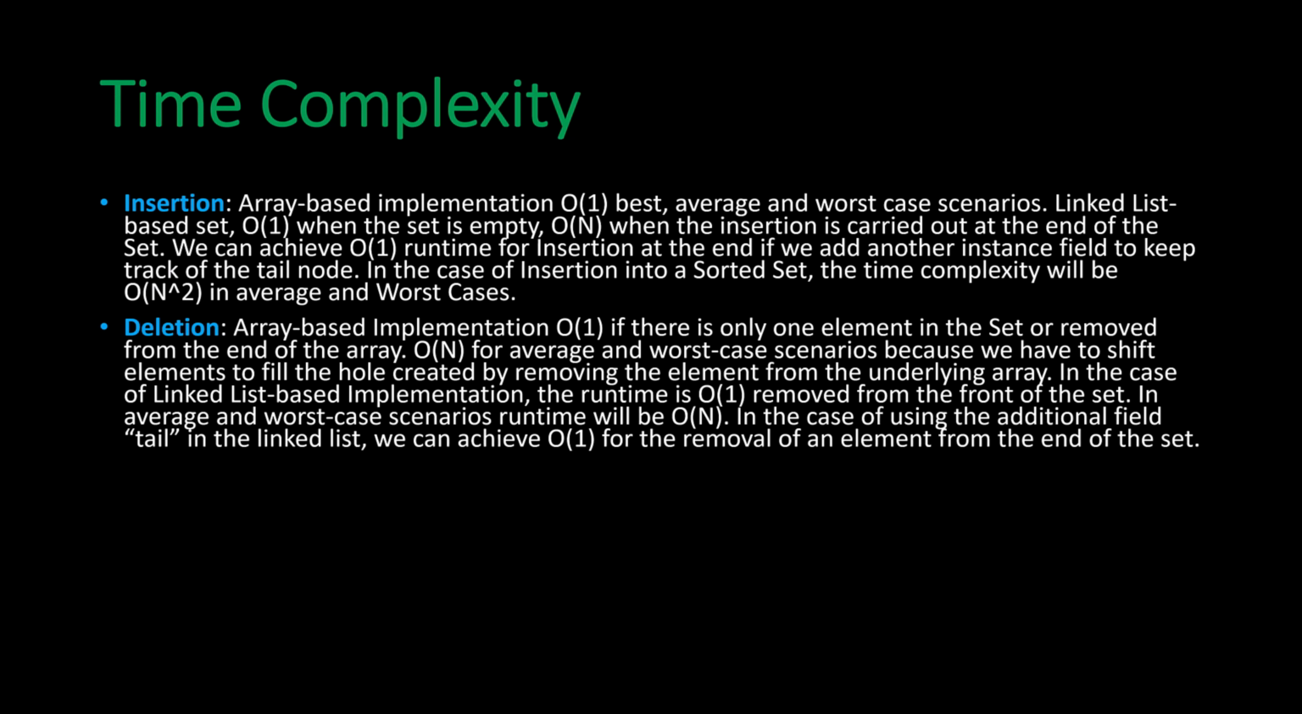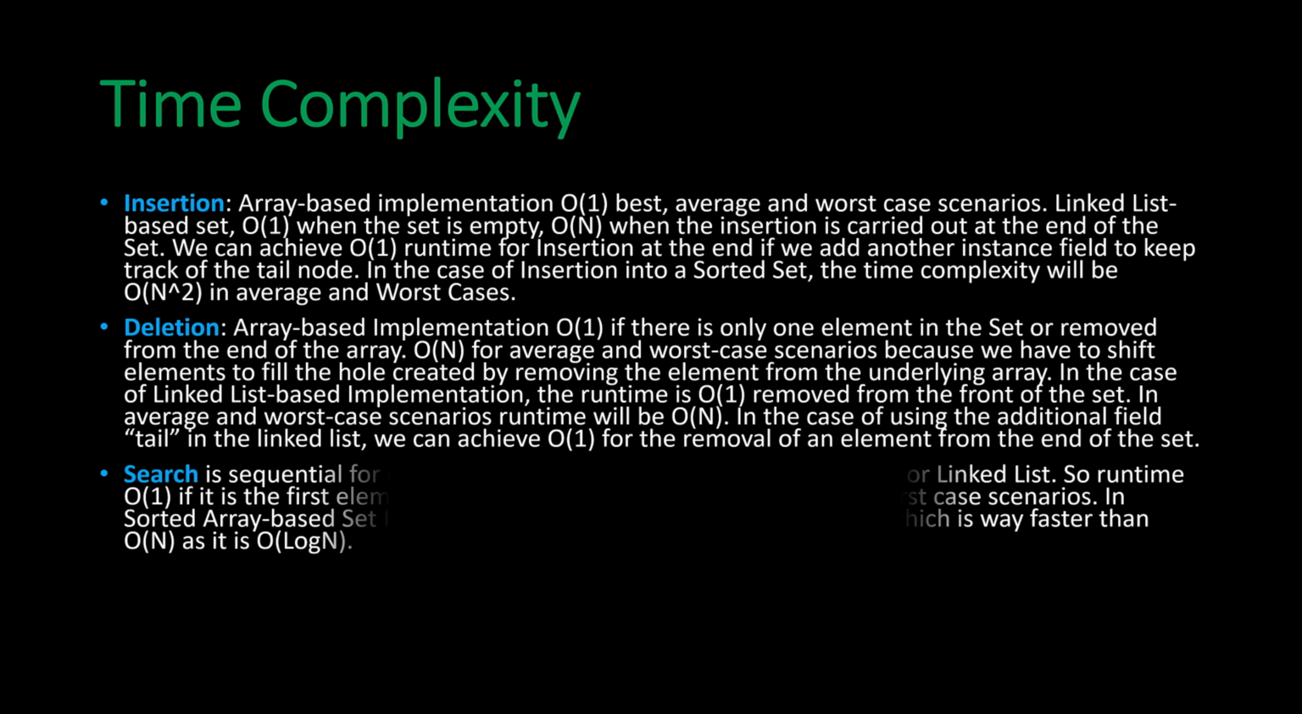In case of using the additional field tail in the linked list, we can achieve O(1) for the removal of an element from the end of the set, because in that case we do not have to iterate or traverse the linked list that is storing the element behind the scene, and we can directly access the last node and remove it.